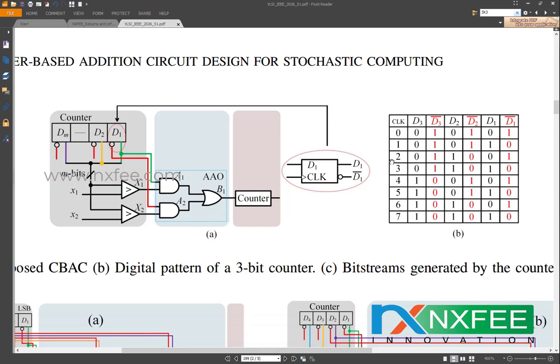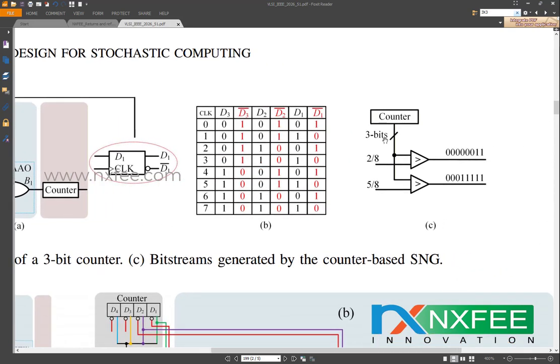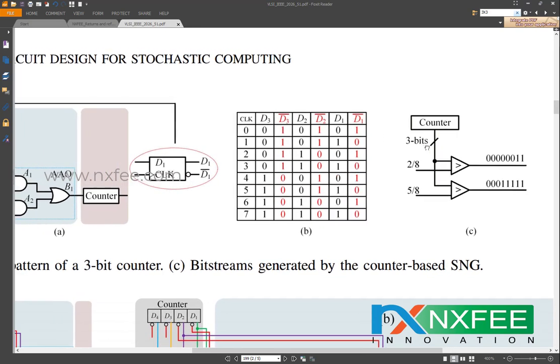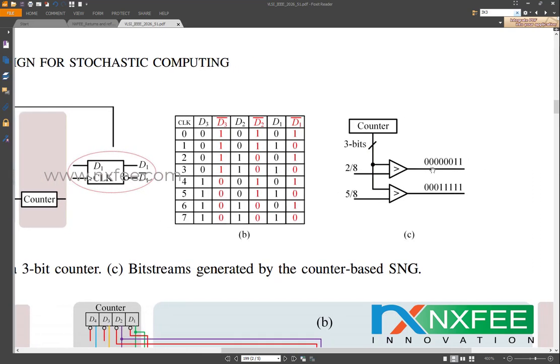Here you can verify the digital pattern of the 3-bit counter. Clocks 1, 2, 3, 4, 5, 6, 7 are required. D3 and D3 bar, D2 and D2 bar, D1 and D1 bar are used. For the supporting architecture, this counter is initiated. Here 2 and 5 are compared, that is, 2 divided by 8 and 5 divided by 8, and the output is presented in this form. If equal, it generates 0 values only; otherwise it provides a 1 value only.